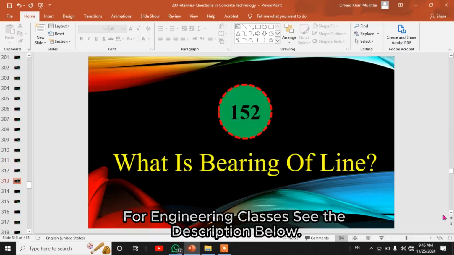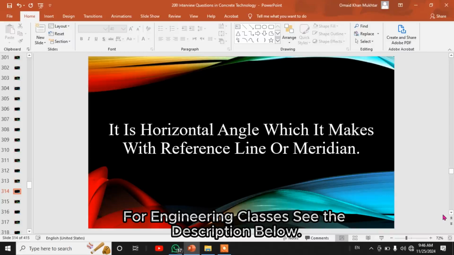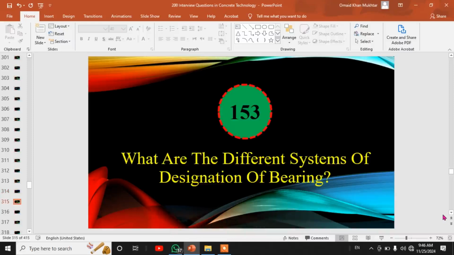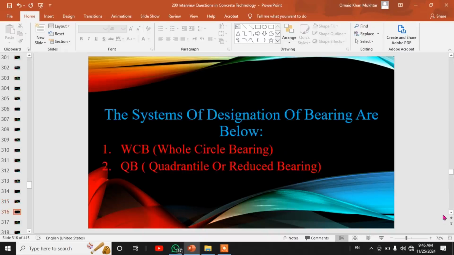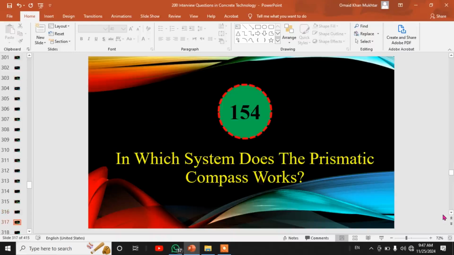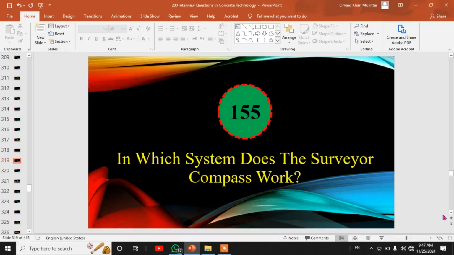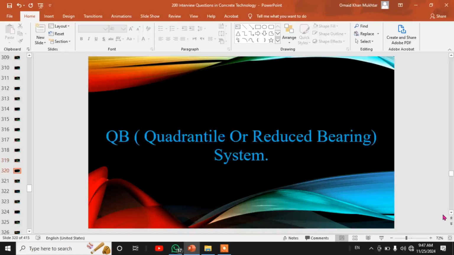152nd. What is bearing of line? It is horizontal angle which it makes with reference line or meridian. 153rd. What are the different systems of designation of bearing? The systems of designation of bearing are below: WCB, whole circle bearing; QB, quadrantal or reduced bearing. 154th. In which system does the prismatic compass work? WCB, whole circle bearing system. 155th. In which system does the surveyor compass work? It works in QB, quadrantal or reduced bearing system.